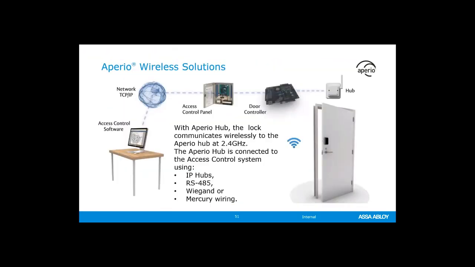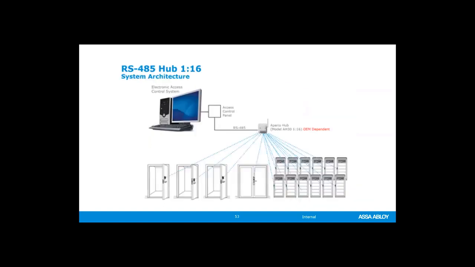With Apereo hubs, the lock communicates wirelessly to the Apereo hub at 2.4 gigahertz. The Apereo hub is connected to the access control system, either using IP hubs, RS-485, Wiegand, or Mercury wiring. As I mentioned in the video, the RS-485 hub allows up to 16 devices to a single RS-485 hub wirelessly. For security, there is encryption for the radio communication, and the hub has an integrated antenna and LEDs for visual status.